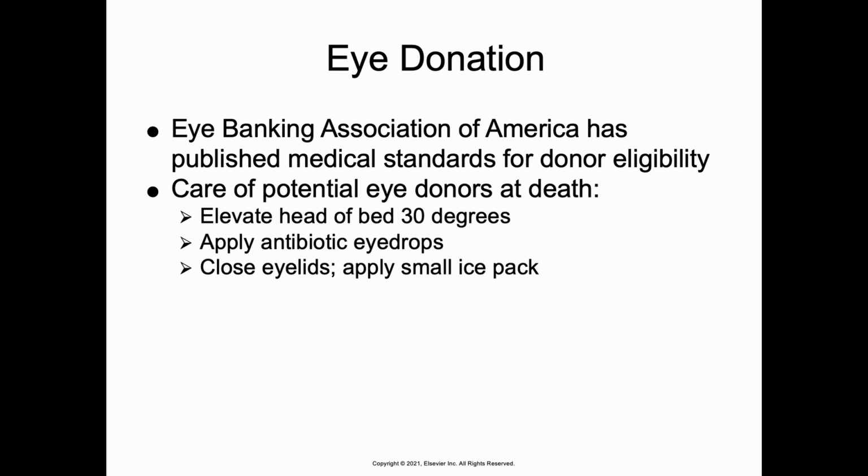So this is how they do it. Eye donation: they will go through the eye bank. See, I told you, there's an Association of America that has published the eligibility. So the person has to be eligible for it to get that eye. So, care of the potential eye donors at death.